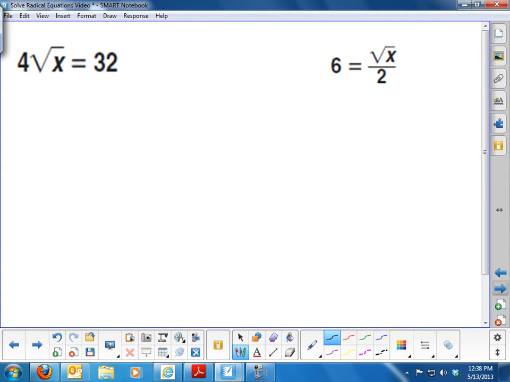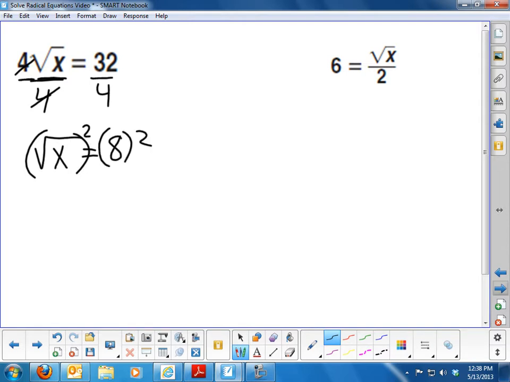Okay, let's go ahead and try this one. I'm trying to get x all by itself. Right now, 4 is being multiplied by the square root of x. So what's the opposite of multiplying? I want to divide each side by 4. Okay, so those cancel, and I'm left with the square root of x is equal to 8. Now what do I do? I square each side. X equals 64.